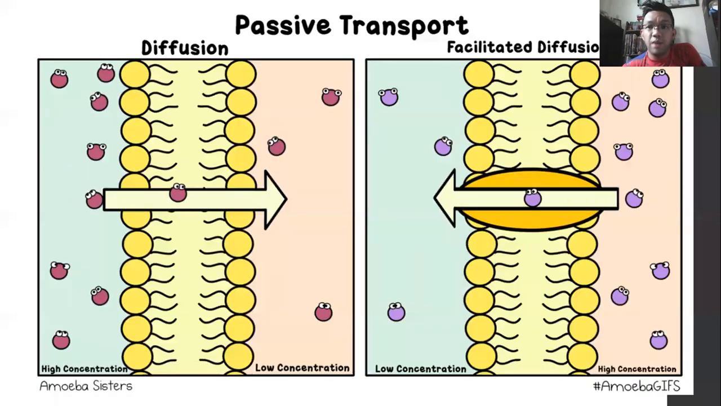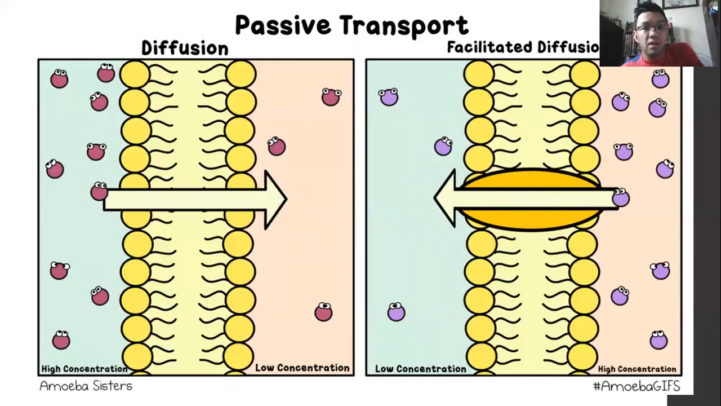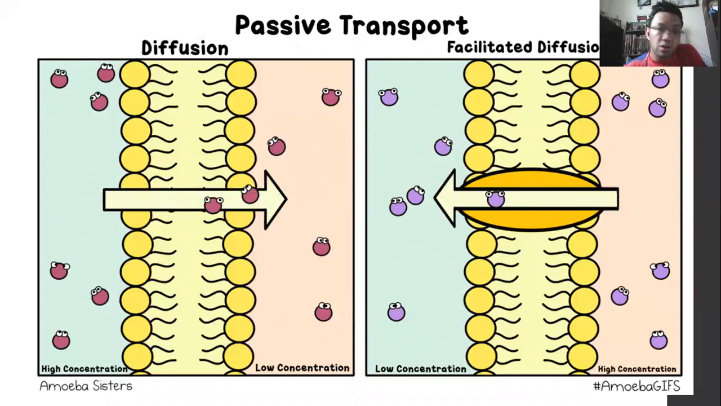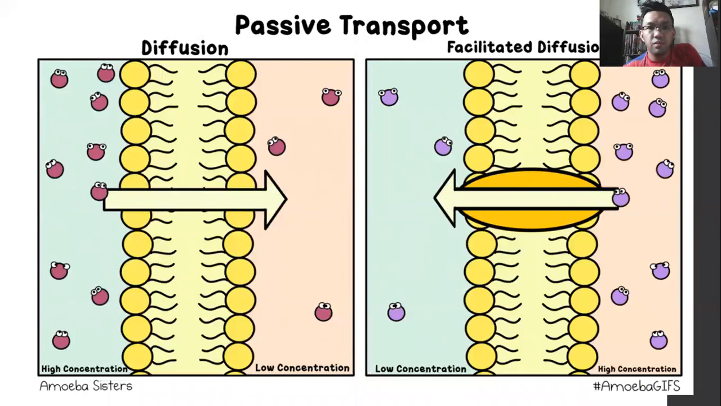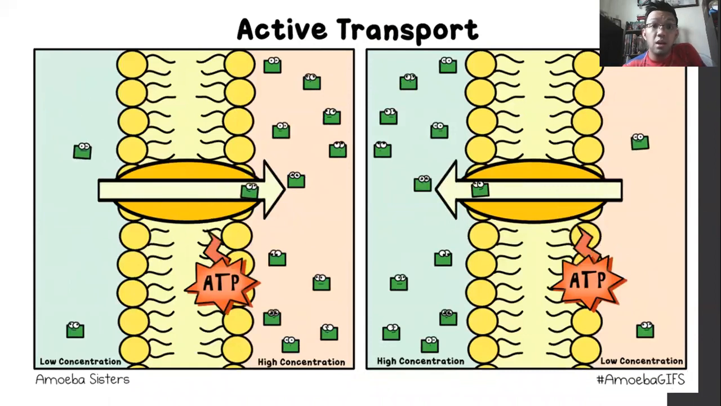So this is how passive transport occurs. The movement of drug molecules from an area of higher concentration, which is outside the cell wall or cell membrane, to an area of low concentration. While active transport, as you can see here, uses up ATP in order for the molecules of the drug to enter the cell.